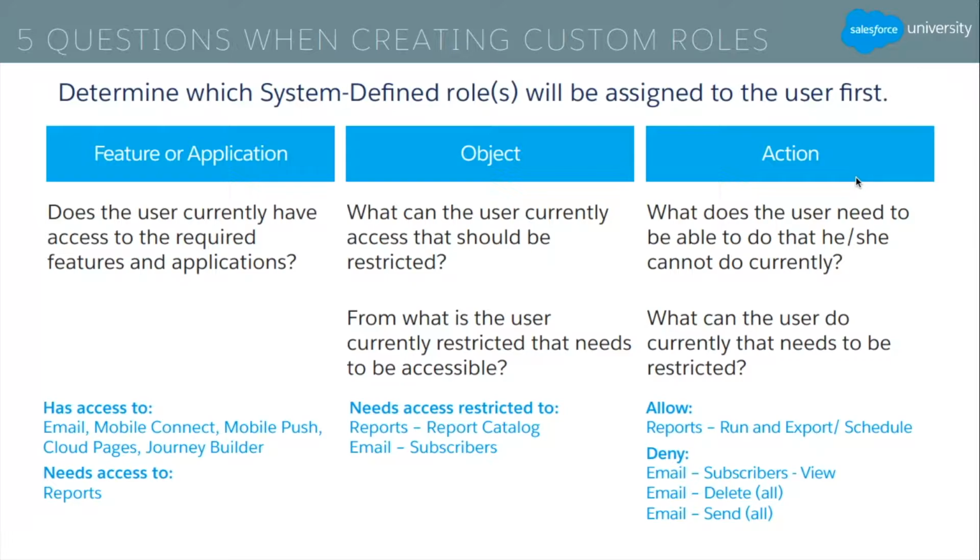Some examples of that would be, if they have access to Mobile Connect and we want them to be able to send messages, but we don't want them to be able to manage the data, then we would go into deny and under creating lists within Mobile Connect.